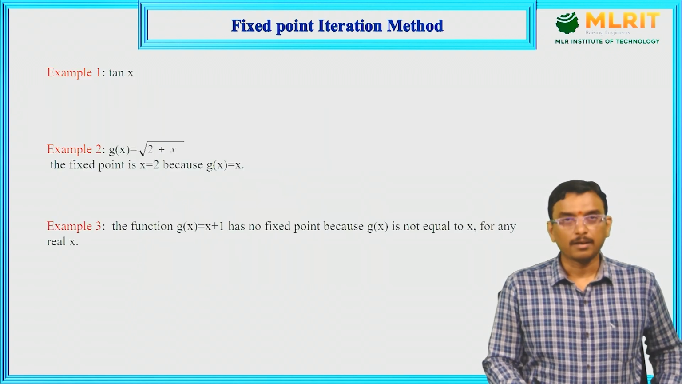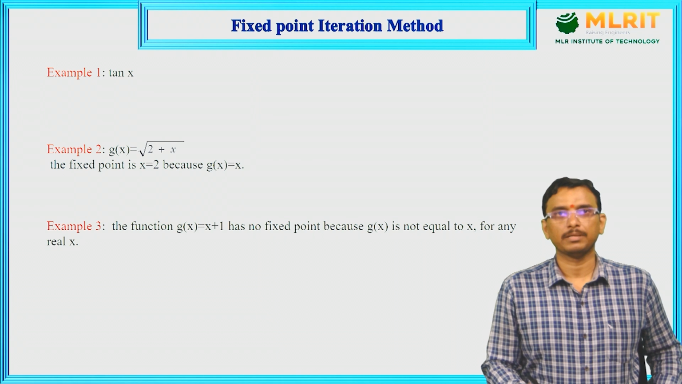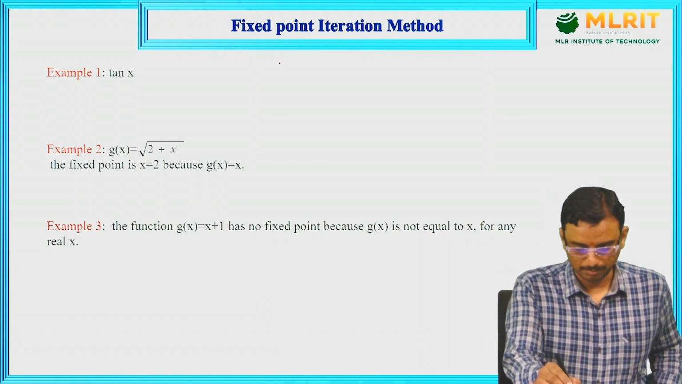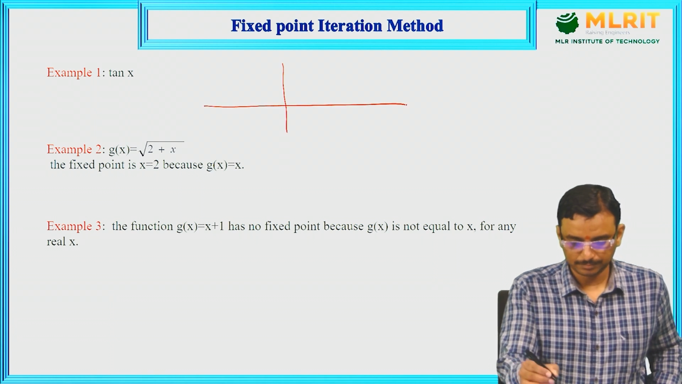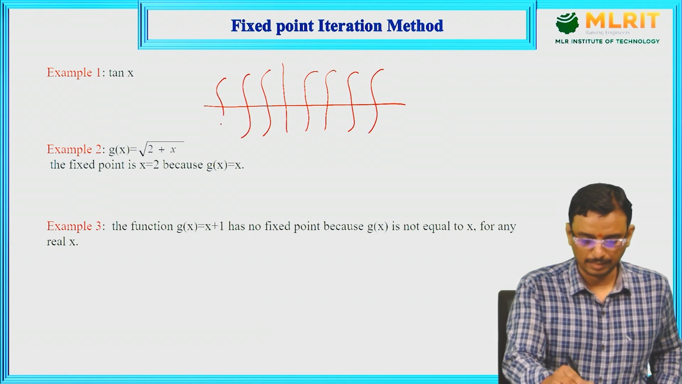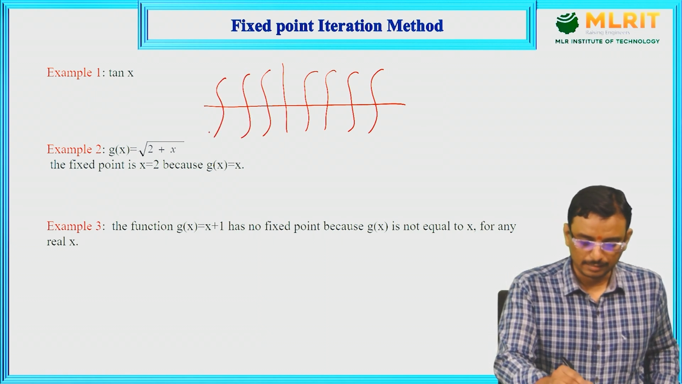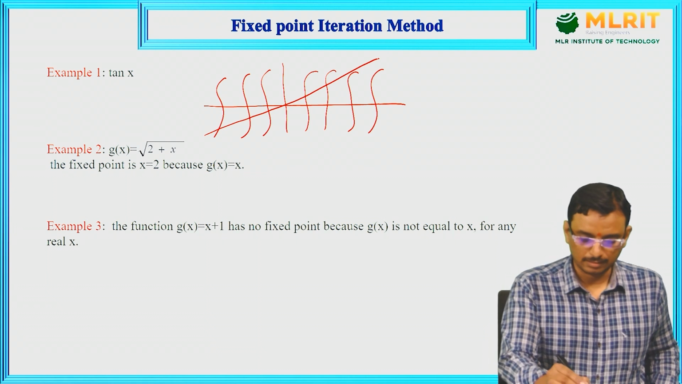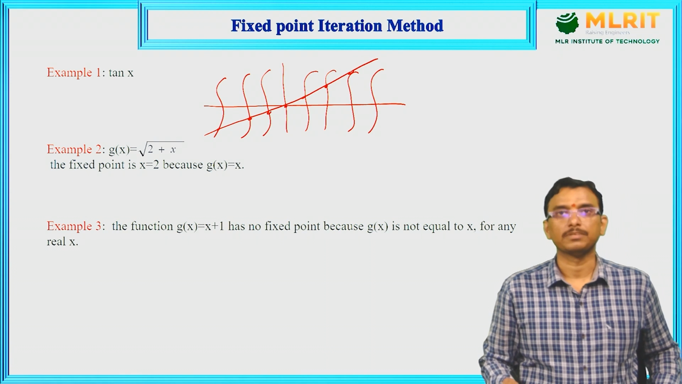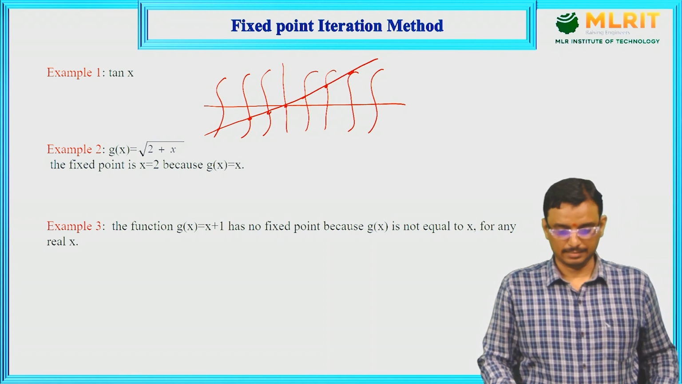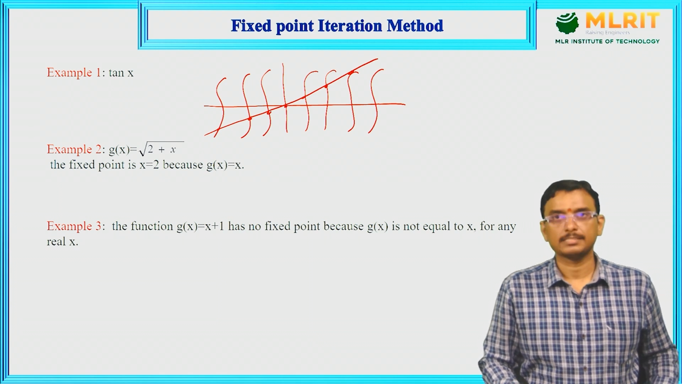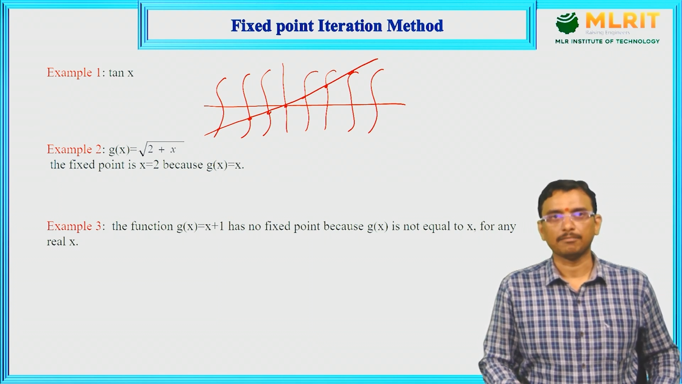For example, a fixed point may or may not be unique. If you take the example tan x, we can represent this geometrically. This is the graph of tan x and we can draw a line to this. These are the fixed points. There exist infinitely many fixed points for the function tan x. So the fixed point may or may not be unique; sometimes infinitely many fixed points may exist for the given function.